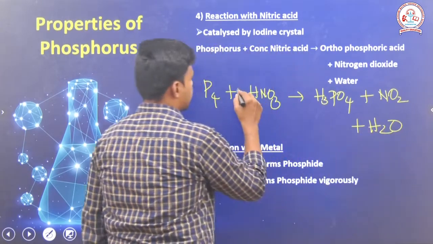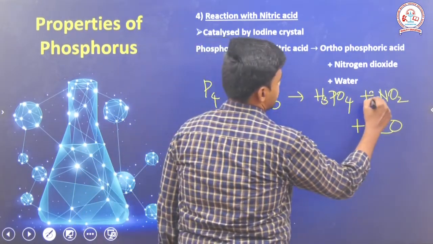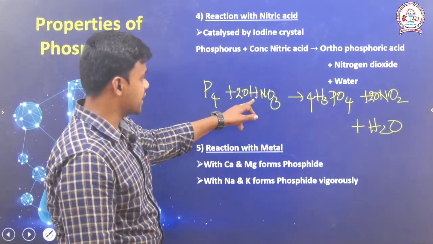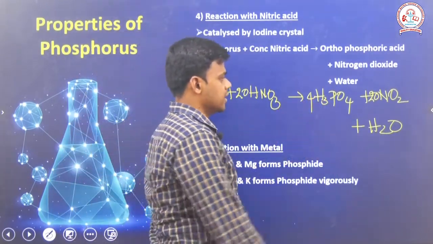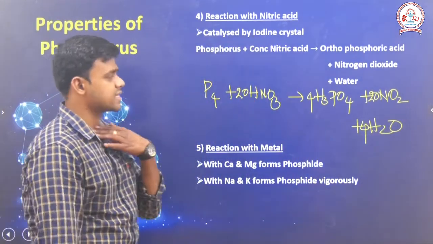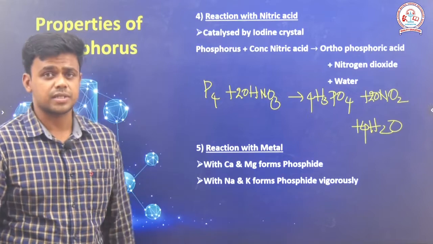So to balance it, I will make it 20 here, and I will make it 4 here. So hydrogen in total is 20 here, and here it is 12. So to balance it, I will make it 4. So the total thing is completely balanced. Yes. So that's it with this.